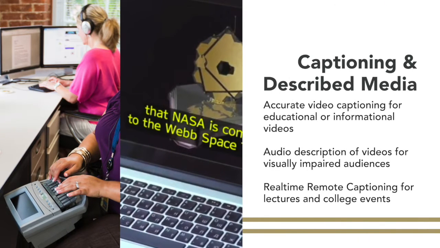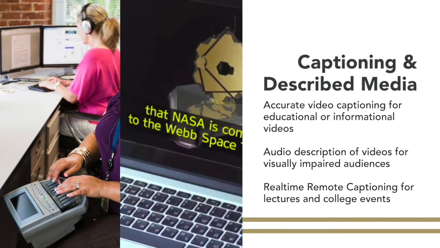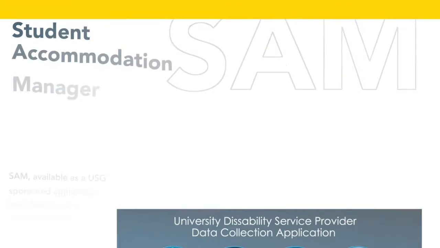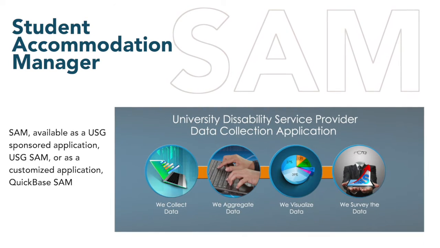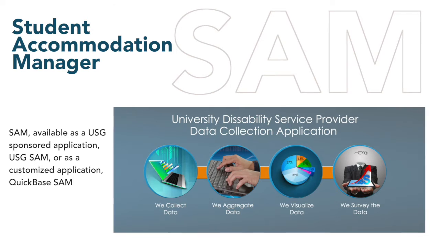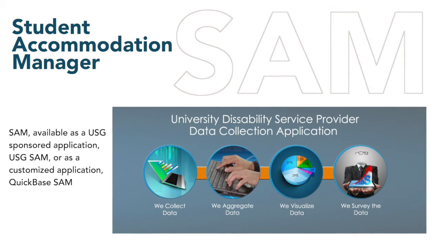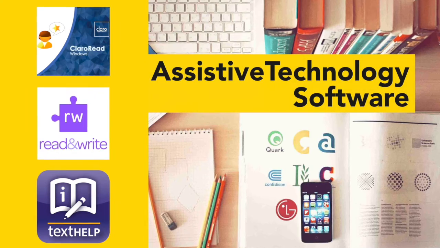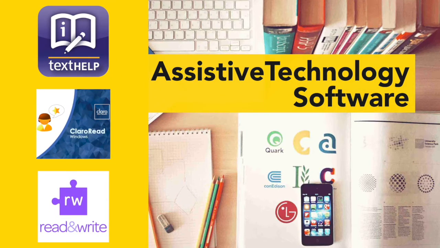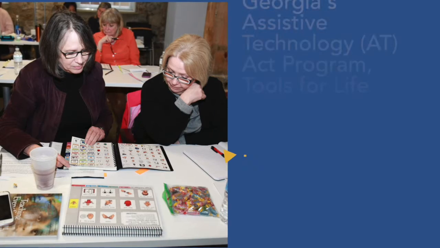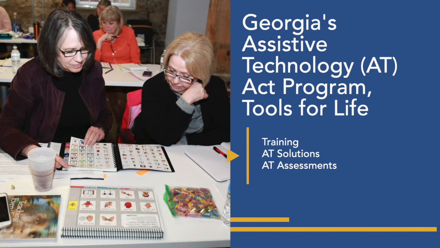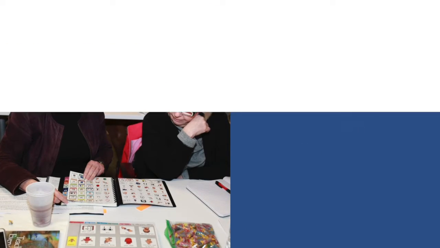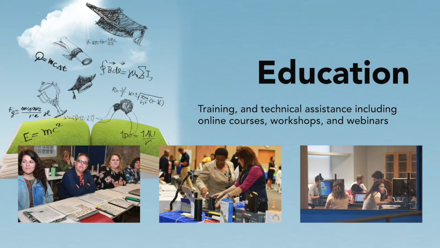Accurate video captioning for educational or informational videos. Audio description of videos for visually impaired audiences. Real-time remote captioning for lectures and college events. The Student Accommodation Manager, SAM, available as a USG-sponsored application, USG SAM, or as a customized application, QuickBase SAM. Assistive technology software and hardware, including text-to-speech applications for use with e-text formats. Georgia's Assistive Technology Act program, Tools for Life, provides training, AT solutions, and AT assessments. Education, training, and technical assistance including online courses, workshops, and webinars.